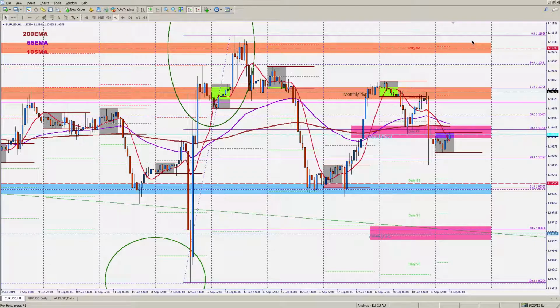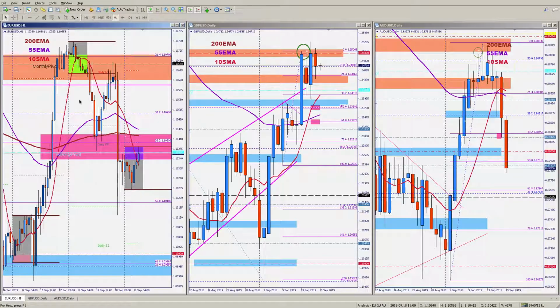Let's switch to the cable. There's no other key news for the euro this week except that the Bank of England will be announcing their rate decision later this evening.